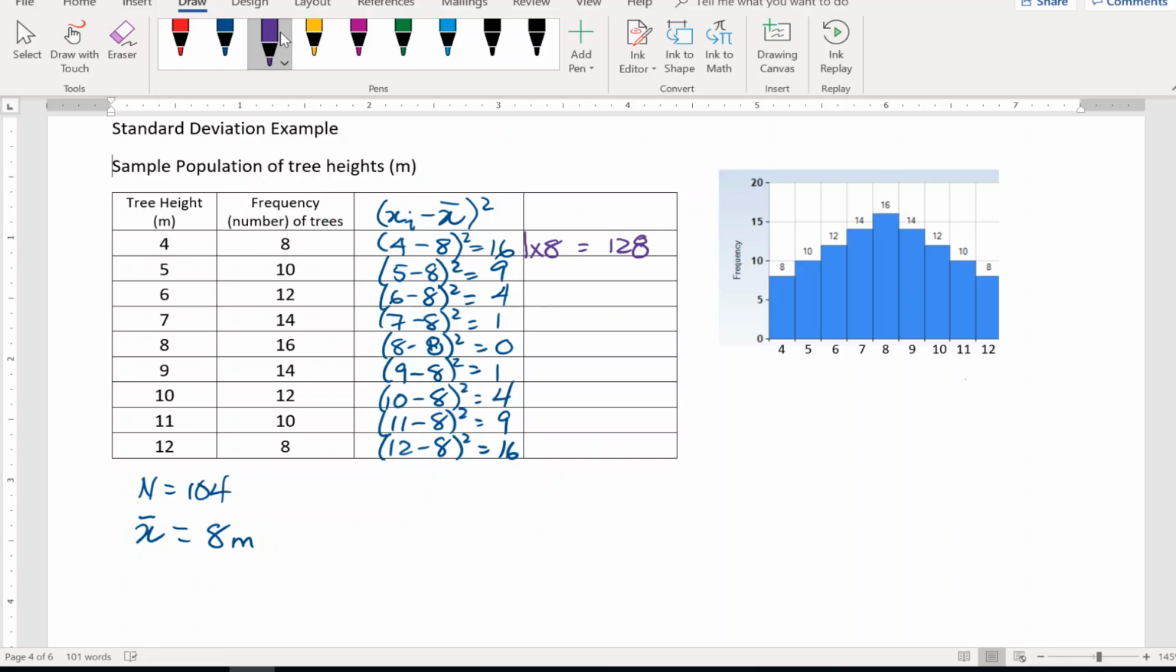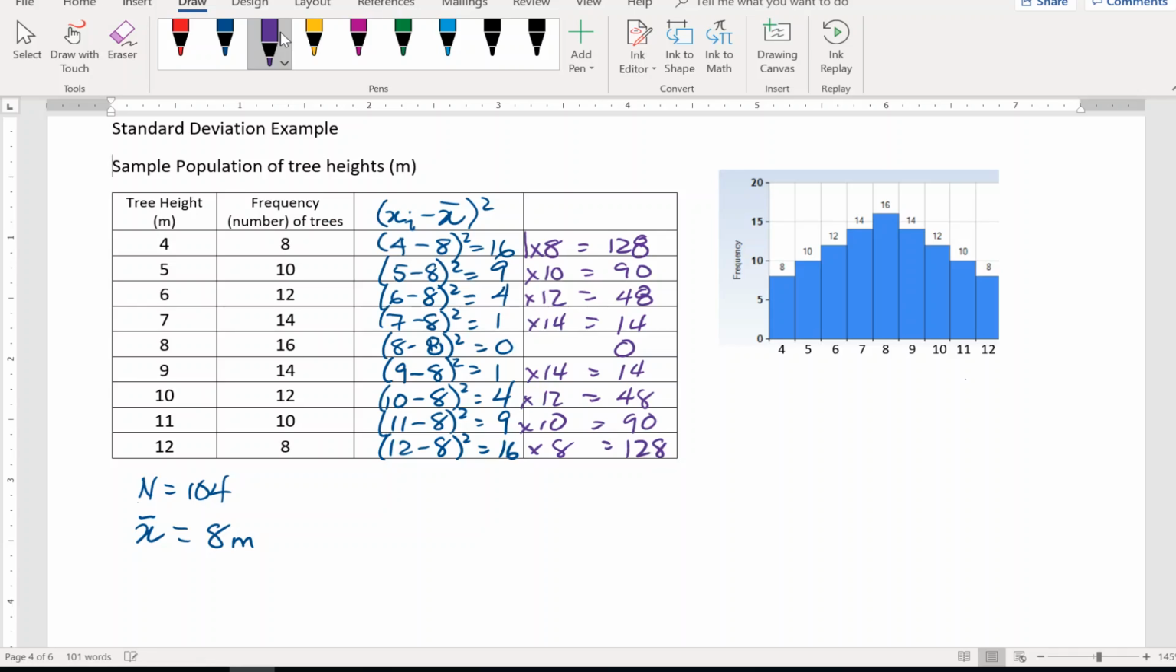Similarly here, we don't need to do this value 10 times because it will be the same each time, so we can just multiply that by 10. And we'll do that all the way down until we get all of our scores here. This will just be 0, and then you'll notice it's the same coming down here as well. Times 12 is 48, times 10 is 90, and times 8 is 128.